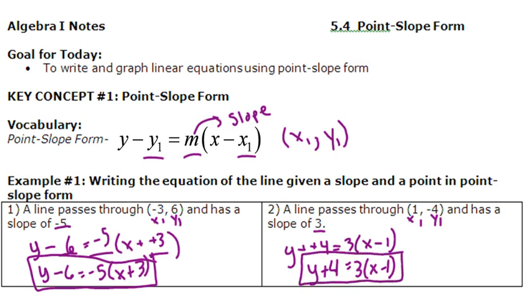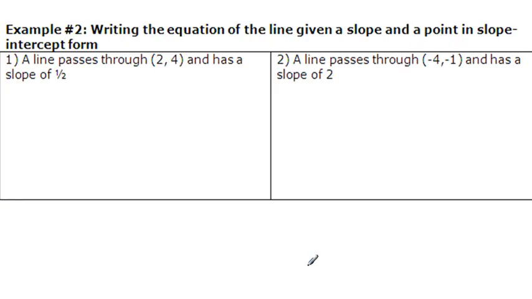So that's writing an equation in point-slope form. Let's look at the next example. It says writing the equation of a line given a slope and a point in slope-intercept form. So we're still going to do the process the same way. If you're given a point and a slope, you have to write your equations in point-slope form. So I have y minus y1, which my y1 is 4, equals the slope, so 1/2, times x minus my x1, which is 2.